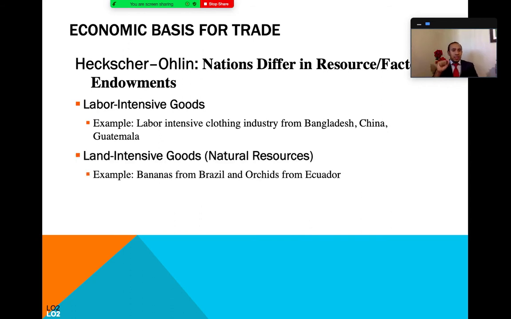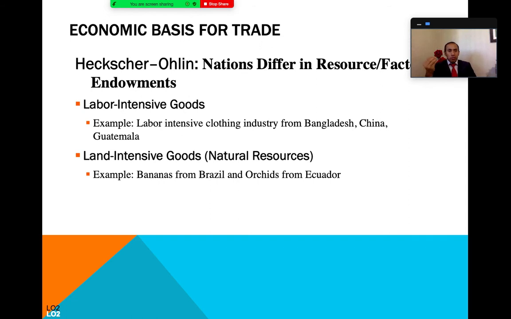We have land-intensive natural resources that are essential and in abundance in certain countries. For example, one of the goods that Brazil has is, in this case, bananas. Other countries also produce bananas. Orchids from Ecuador, one of the most beautiful ones. Natural resources, for example, abundance in crude oil from Saudi Arabia or from the Middle East.